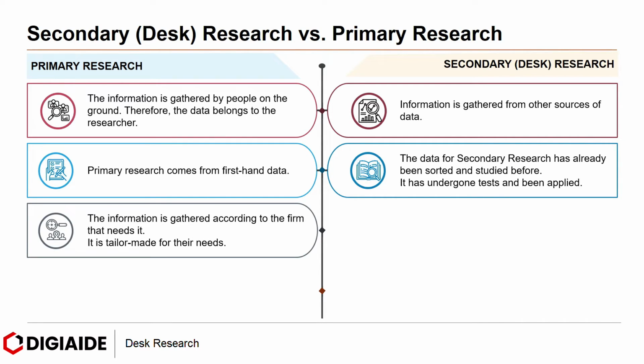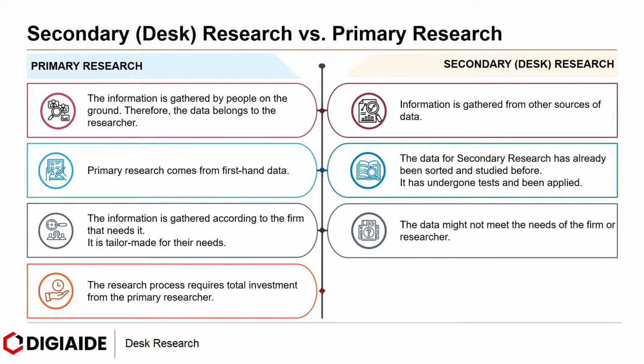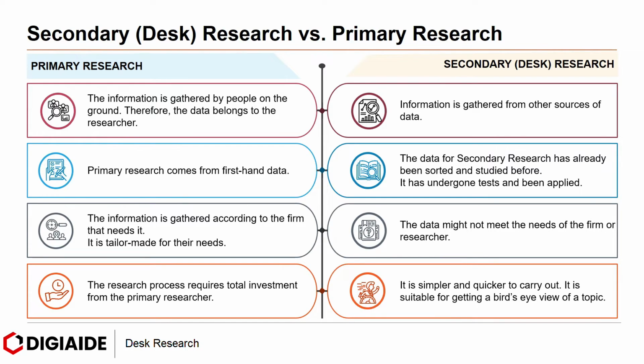Primary research information is gathered according to the firm that needs it. It is tailor-made for their needs. On the other hand, desk research data might not meet the needs of the firm or researcher. Primary research process requires total investment from the primary researcher. On the other hand, desk research is simpler and quicker to carry out. It is suitable for getting a bird's-eye view of a topic.